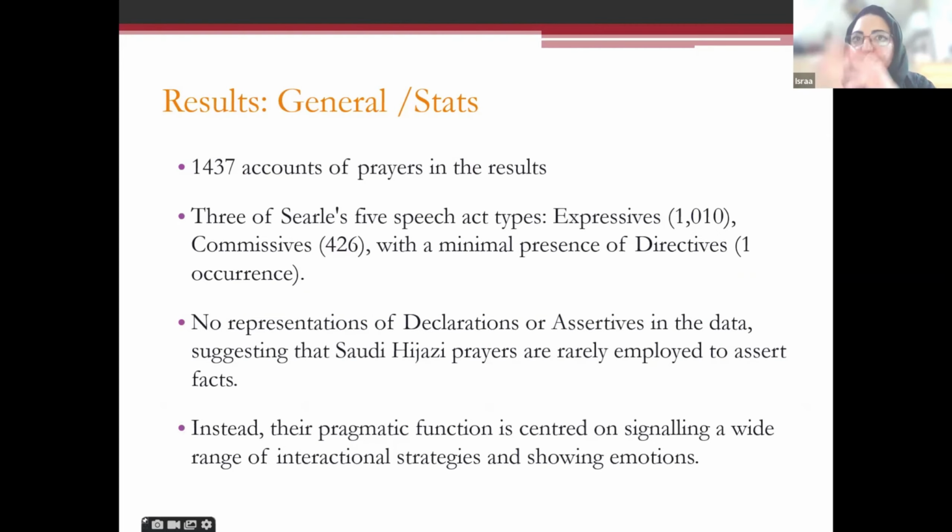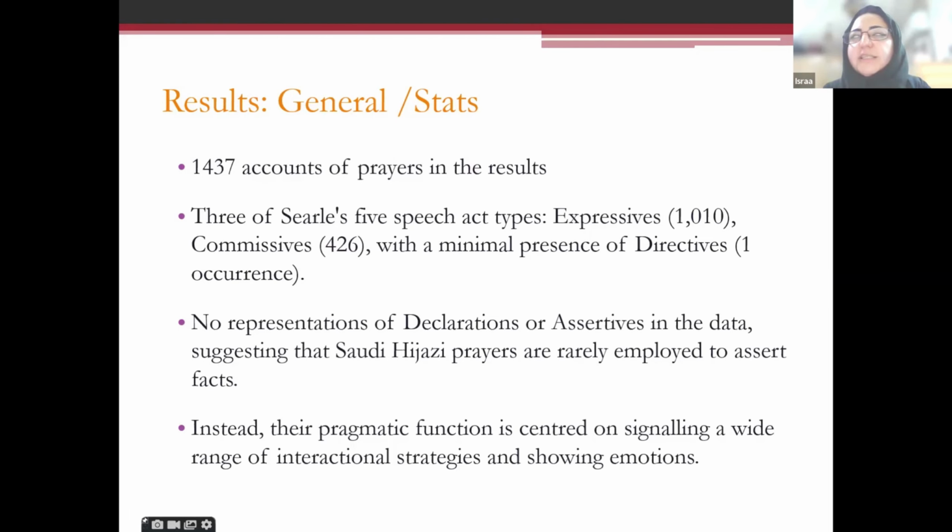In terms of results in general, there were a total of 1,437 occurrences of prayers. They were distributed across 3 of Searle's 5 speech act types. There were 1,010 expressives, 426 commissives, and just 1 directive. Unsurprisingly, there were no representations of either declarations, which is like, I now pronounce you husband and wife, or assertives, because with assertives you're just saying something. It's just basically talking. This suggests that Saudi Hijazi prayers are rarely employed to assert facts or propositions.